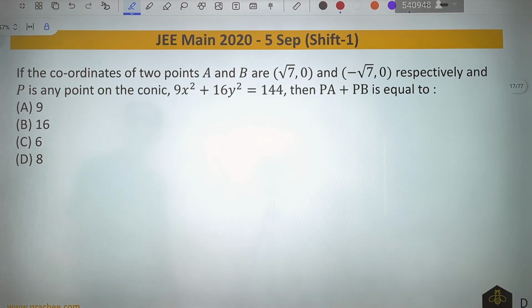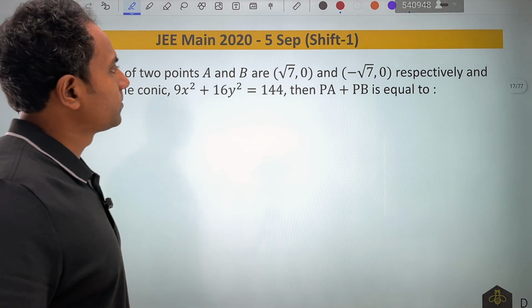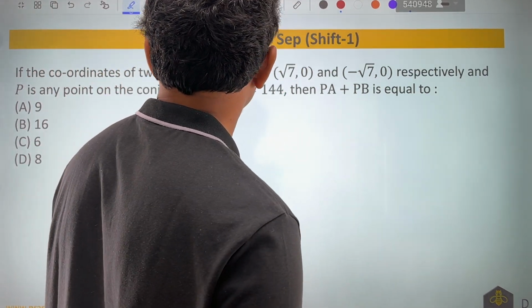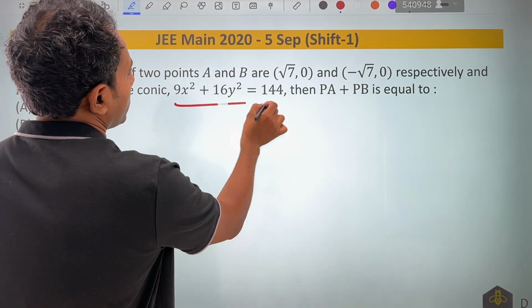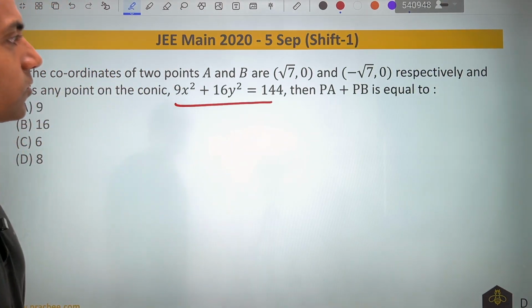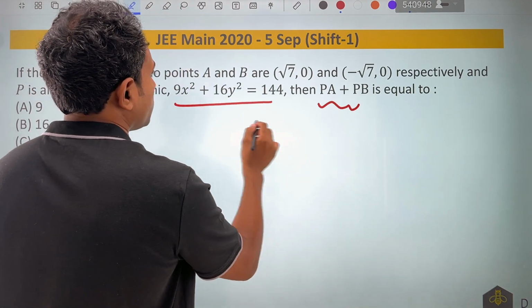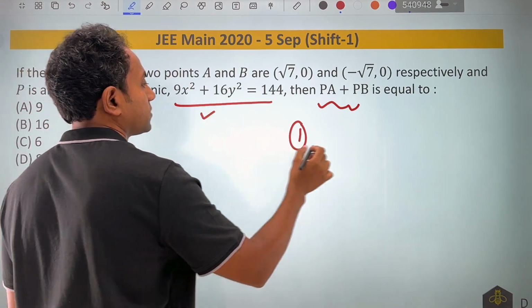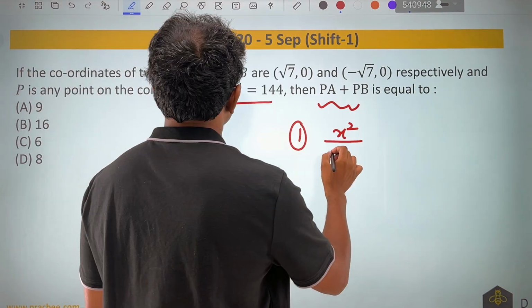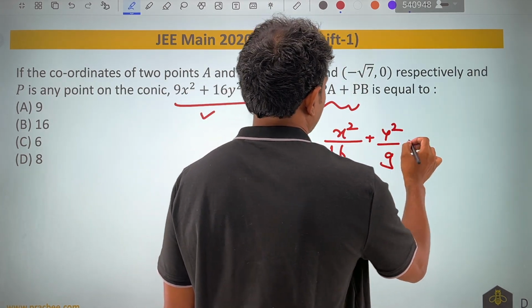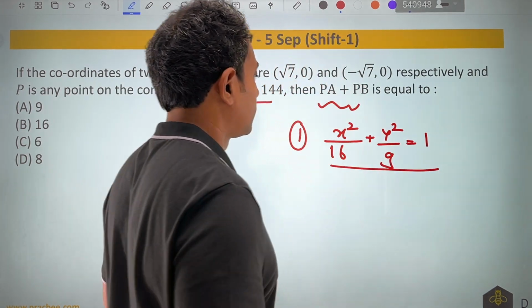Now this 2020 question says that the coordinates of the 2 points A and B are given like this, and P be any point on the conic. So what they have given is this point. What they want us to tell is the value of PA plus PB. Now the first thing that we should do in such a question is understand what is written here. So x square by 16 plus y square by 9 would be equal to 1. This is given to us.